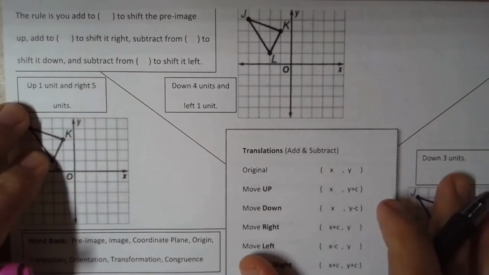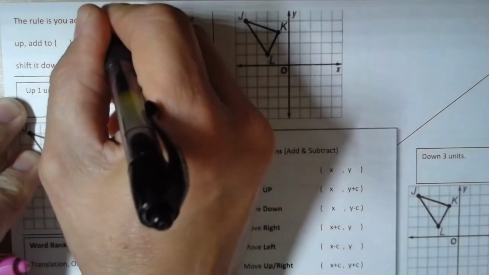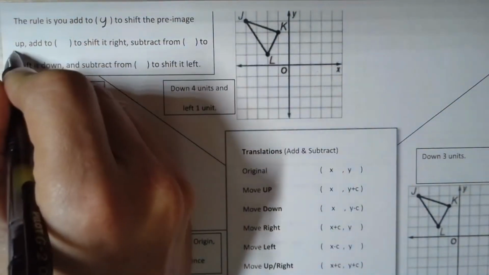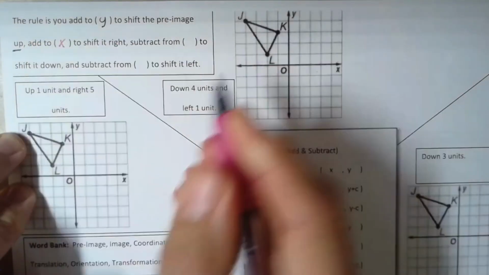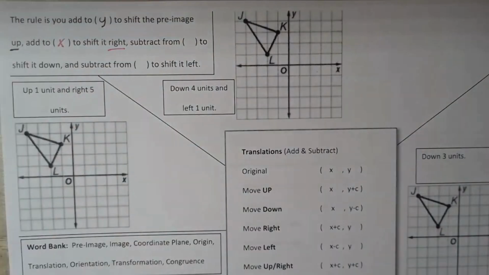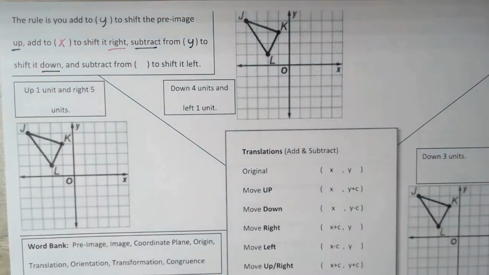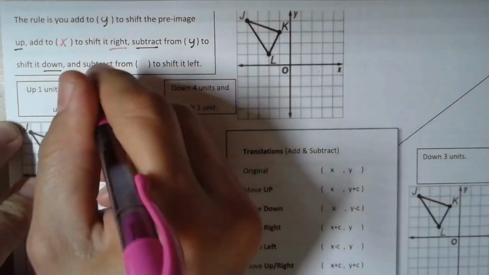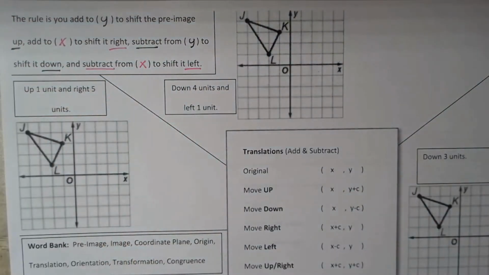Notice our rule says that you add to y to shift the preimage up, and you add to x to shift it right. You subtract from y to shift it down, and you subtract from x to shift it left. That's the basis of the rule. So if you can remember that, then you'll do very well on these. So let's go ahead and take a look at what we have.